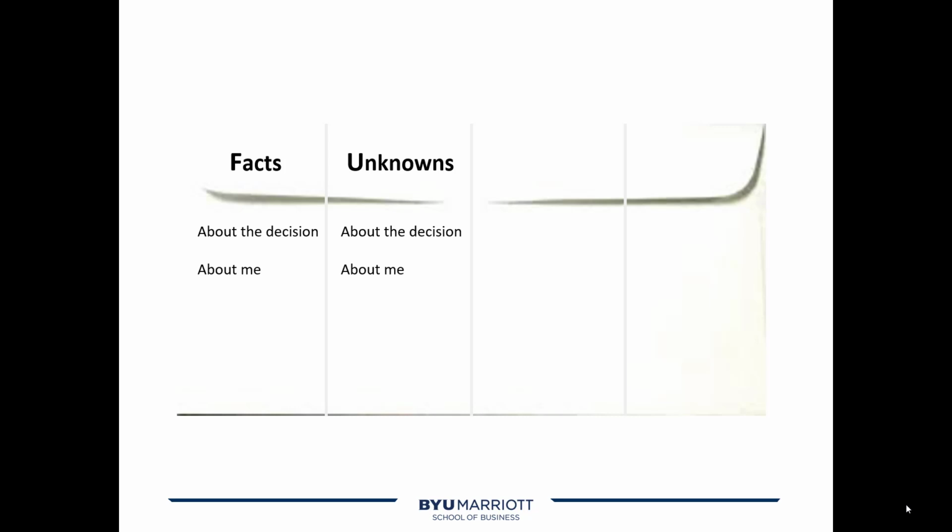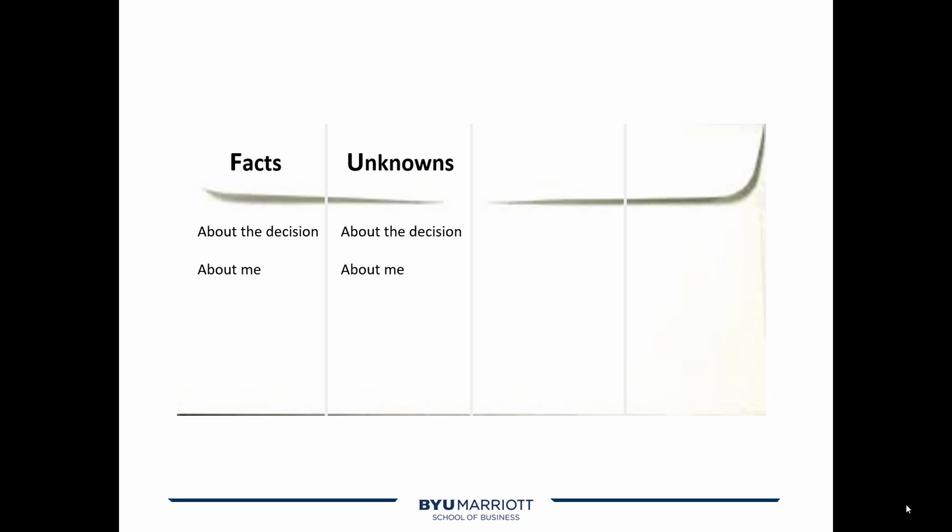When you get to the column of unknowns, what you'll soon realize is the things that you don't know about the decision vastly exceed the things that you do know about the decision. And that is emotionally discomforting and disquieting and makes us wonder what to do. If the fact list is a half a dozen, the unknowns might be 24.